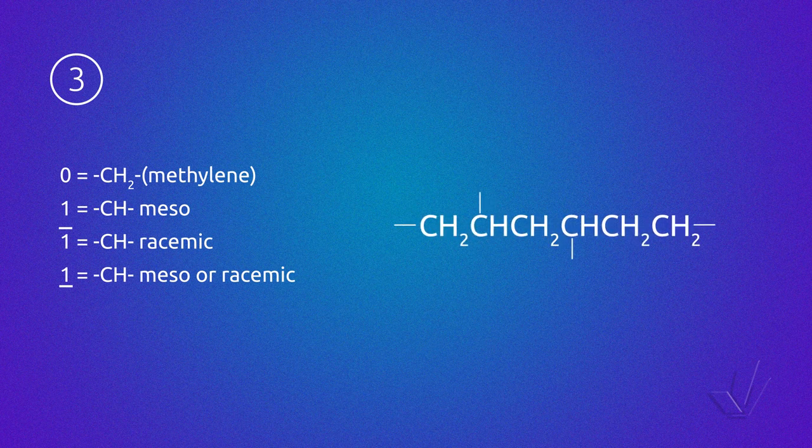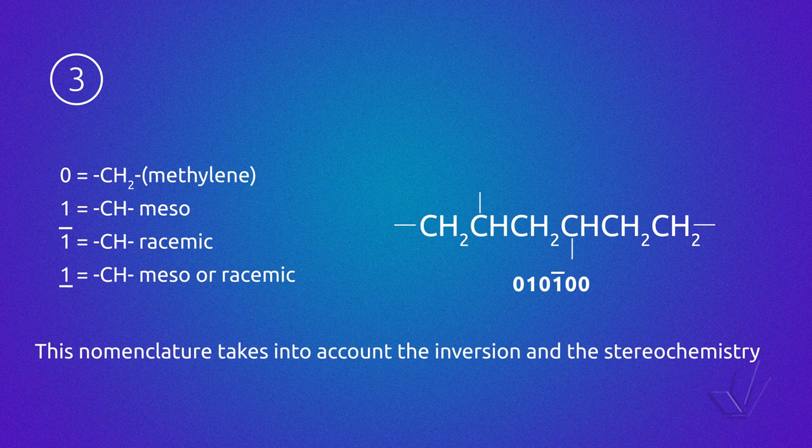So, a sequence 0, 1, 0, 1 with a bar 0, 0 means methylene, methine, methylene, methine, methylene, methylene, in which both methines have opposite configuration. This nomenclature takes into account inversion and the stereochemistry.